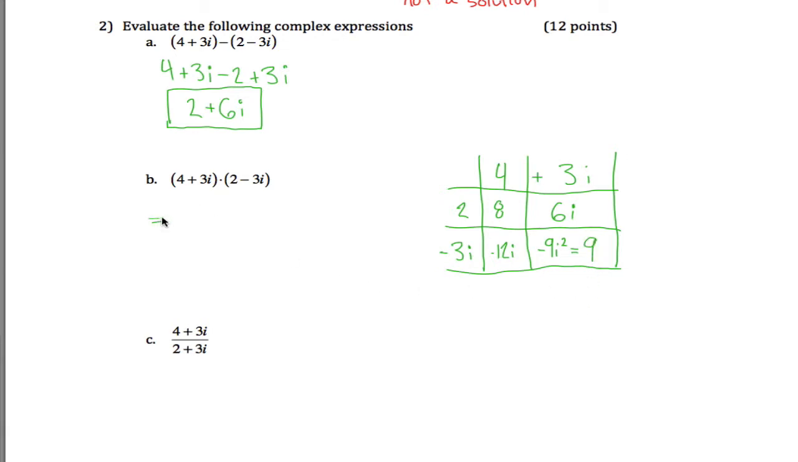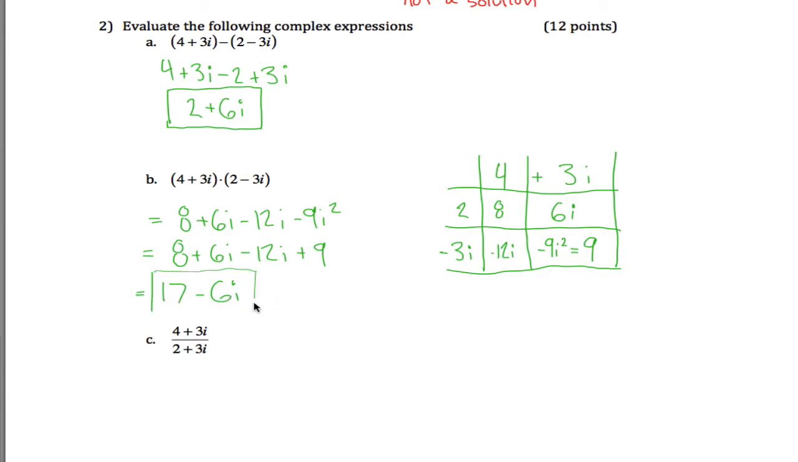So what we get is that this thing is equal to 8 plus 6i minus 12i minus 9i squared, which, as I noted over there, is 8 plus 6i minus 12i plus 9. And now if I combine like terms, 8 and 9 is 17. 6i minus 12i is negative 6i. So 17 minus 6i is my final answer. To be consistent, I'll put a box around it.